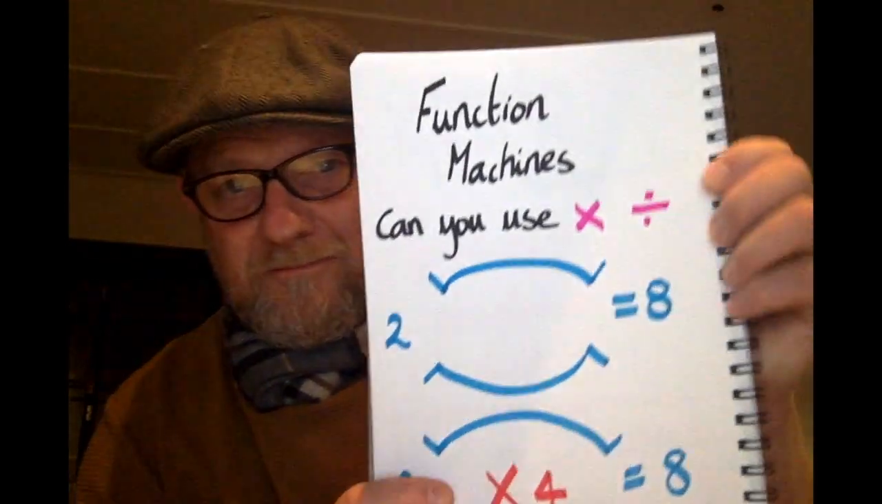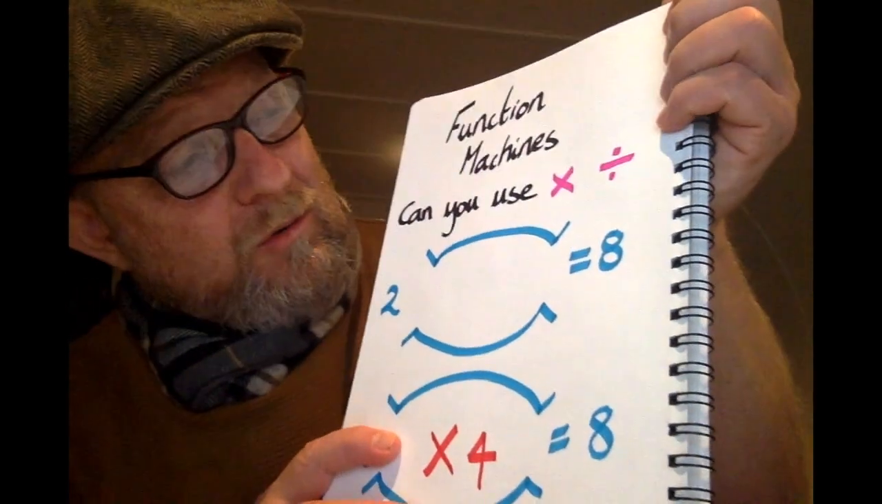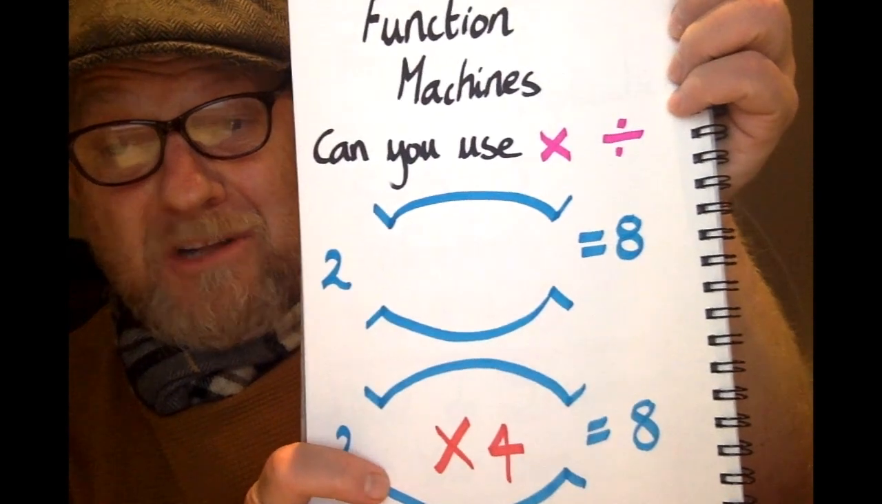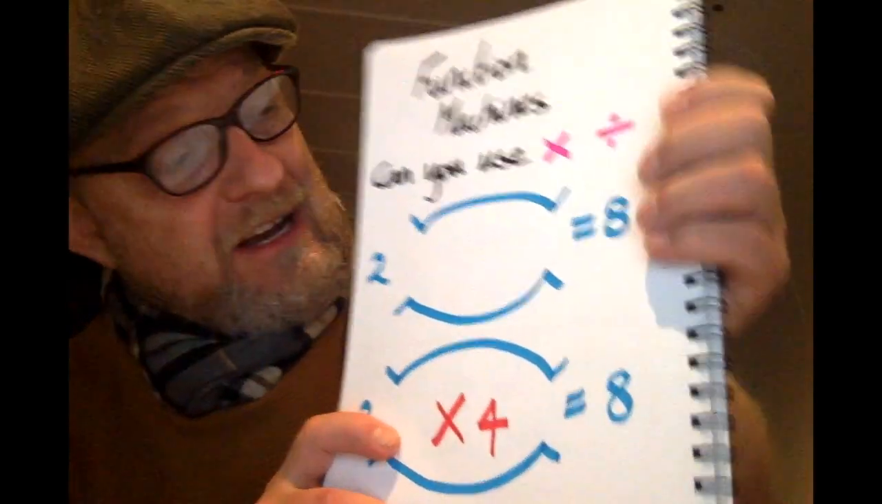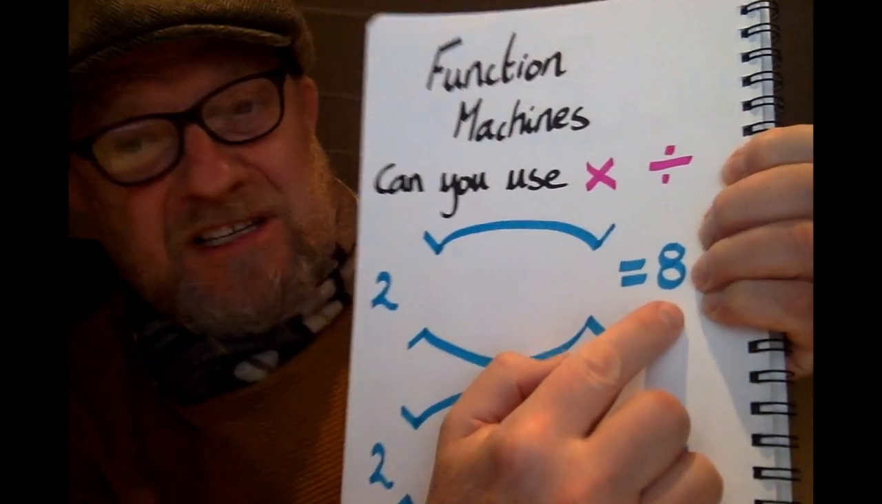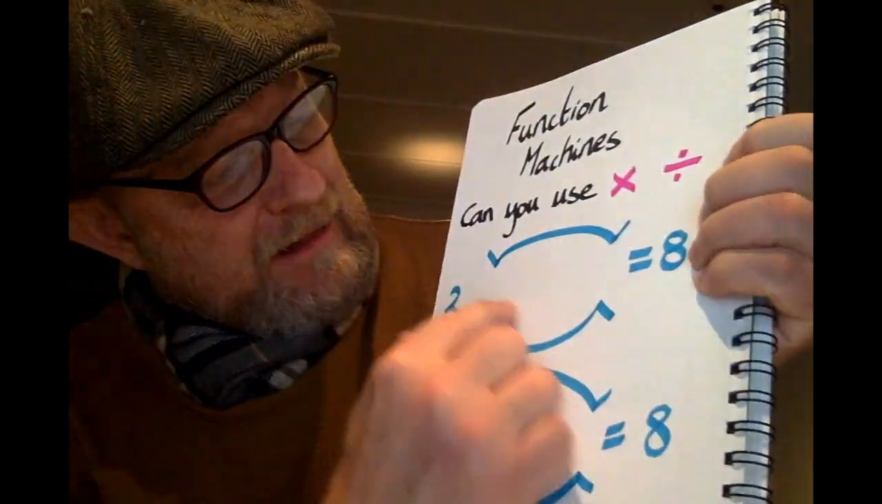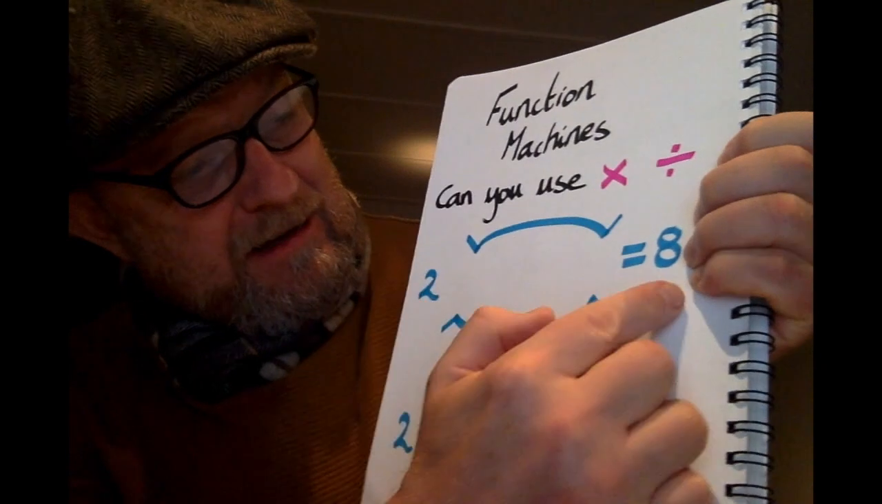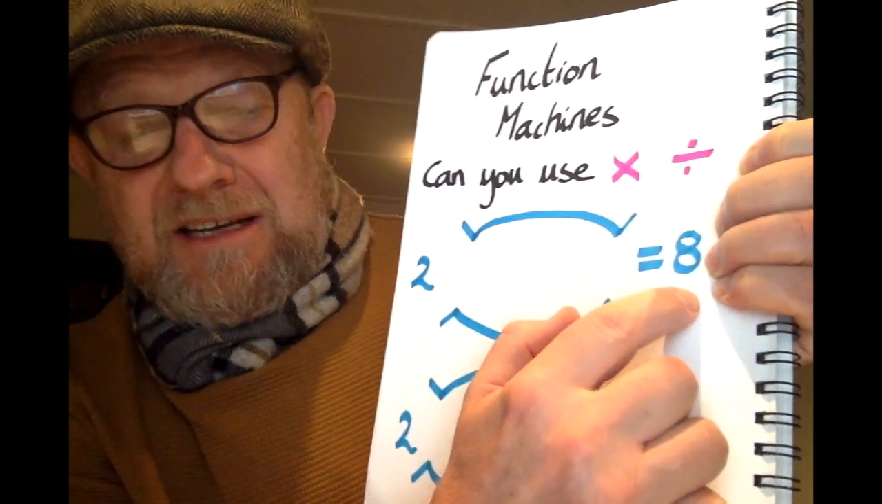My one contains an example around your undertaking about function machines. And here is that example. So this is a function machine, and all you have to add is the multiplication sign or the division sign. And I put 2 in. My input is 2 and my output is 8. So what have I got in the middle here that's made 8 as my answer?